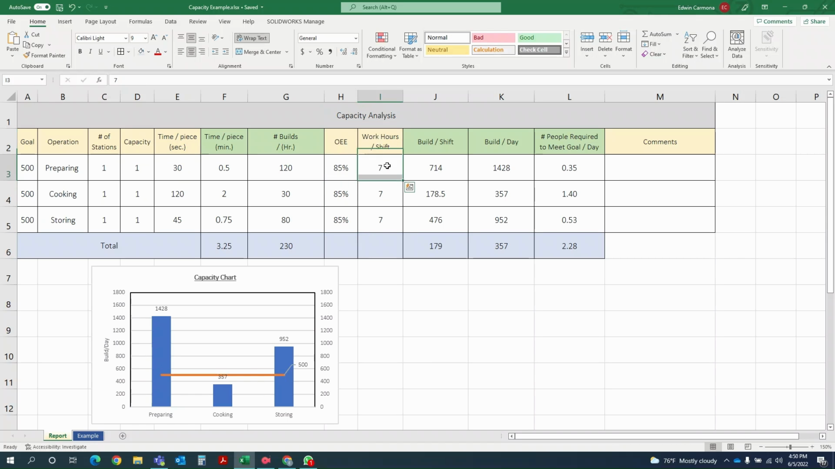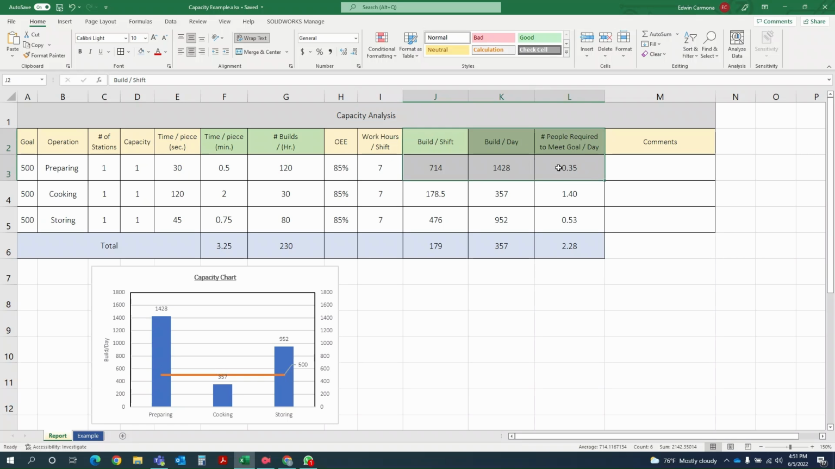The working hours per shift, I'm putting 7. Typically, people work an 8-hour shift, but you have to consider there's usually 2 breaks and 1 lunch. That's 30 minutes at 15 and 15. An hour's gone, or maybe it's 10 and 10, I don't know. But overall, they're usually just actually working within the 7 hours. Sometimes it's less, and that's up to your discretion.